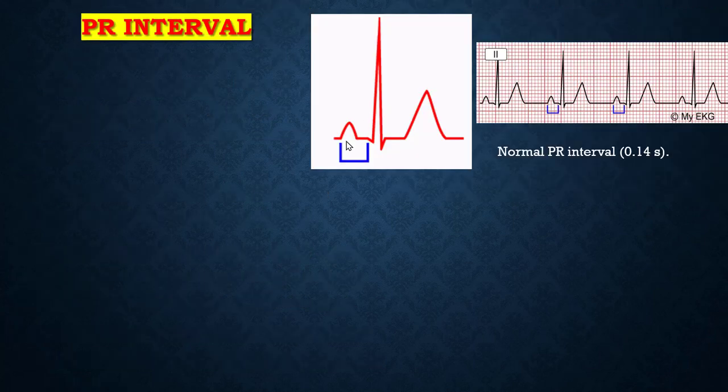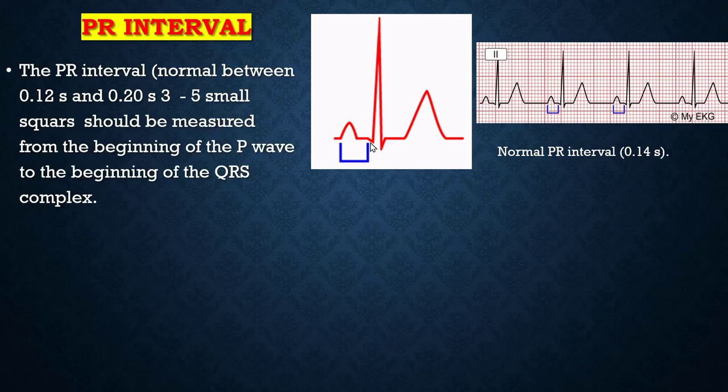PR interval. The normal PR interval is between 0.12 second and 0.20 second, equal to 3 to 5 small squares. It should be measured from the beginning of the P wave to the beginning of a QRS complex. This is the beginning of the P wave and this is the beginning of the QRS complex, and it should be equal to 0.12 to 0.20 second or 3 to 5 small squares.